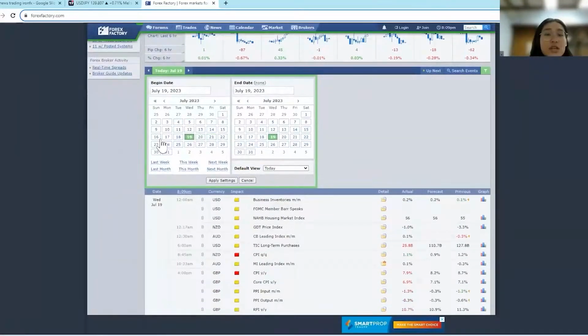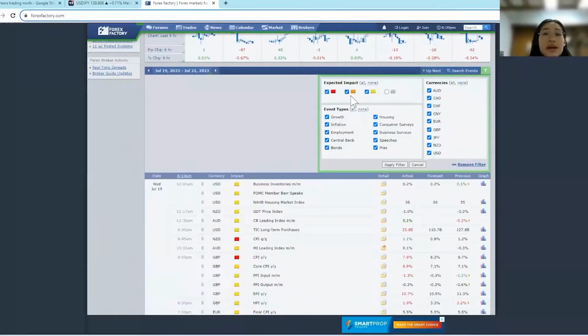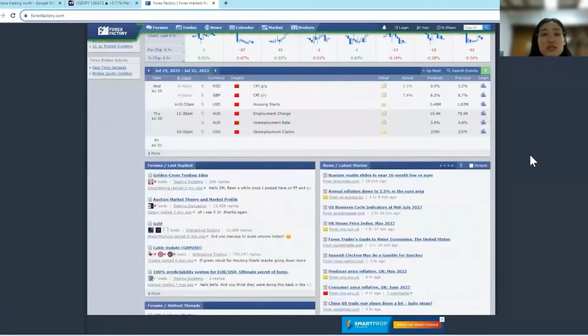which I have over here. You can adjust the day and you can take a look at the upcoming events for the week. You can also apply settings, and then you can filter the expected impact of these events as well. So more often than not, I prefer to just look at the red calendars, because those tend to have more of an impact. But of course, maybe I'll just show you guys.